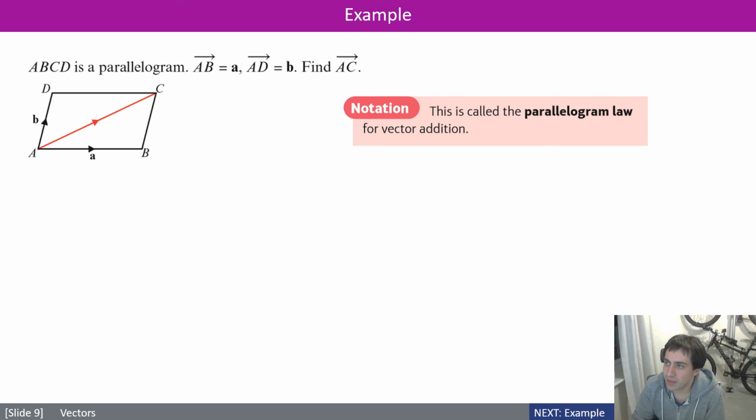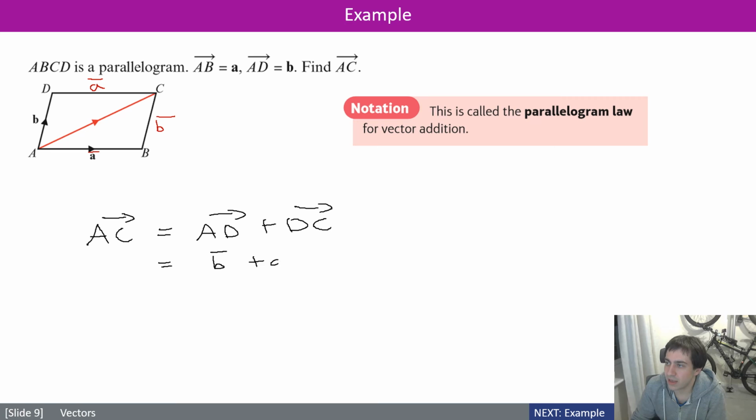You've got B, and then this is A, and that's also A over here, and this one's also B. So you've got each of those two vectors appearing twice. And then it says find AC. Well, it should be fairly clear that in this case, AC is equal to AD plus DC, which is just B plus A.